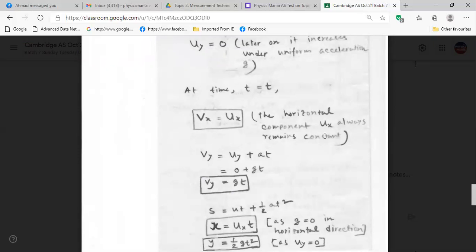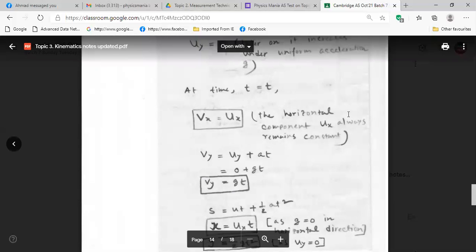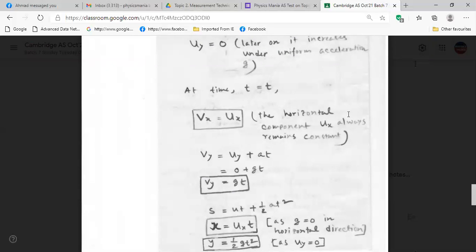Because the horizontal one is not affected. Only the vertical one is affected by gravity, because we know gravity is working downwards, right? So your increasing or decreasing will be in the vertical component. Is it clear to you? Yes, sir. If you are throwing upwards, then it will decrease. If you are throwing downwards, then it is increasing, right? So here our object is falling downwards. That's why our vertical component will increase.